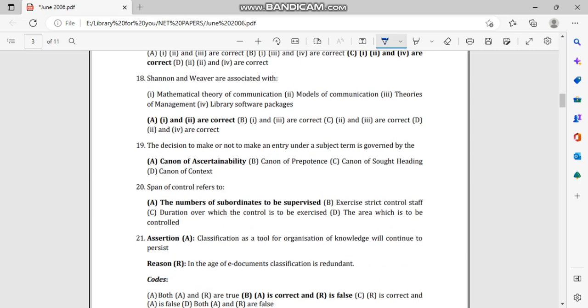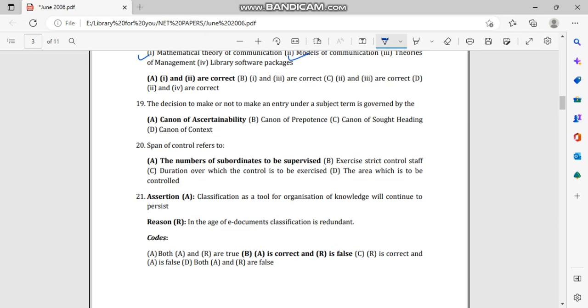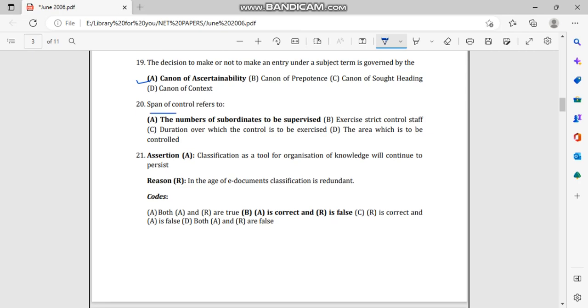Shannon and Weaver are associated with the mathematical theory of communication and models of communication. The decision to make or not to make an entry under a subject term is governed by the canon of ascertainability. Span of control refers to the number of subordinates to be supervised.